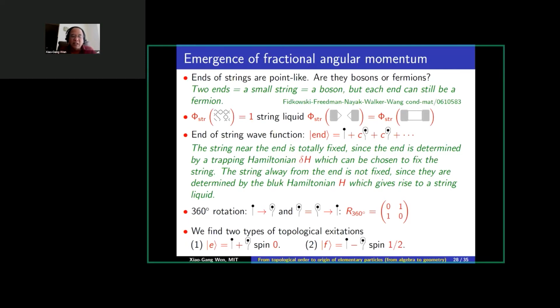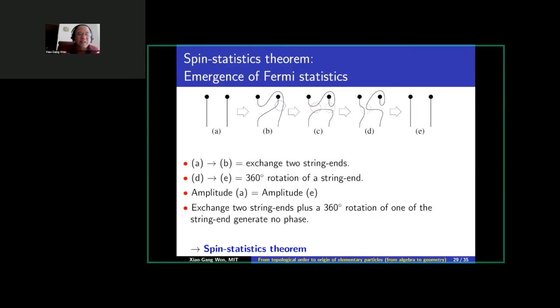So you can see that this long-range entanglement can provide the fractional angular momentum, can give us a projective representation of the O2 group. Actually, fractional angular momentum is related to the projective representation. And with this understanding, we also understand Fermi statistics.